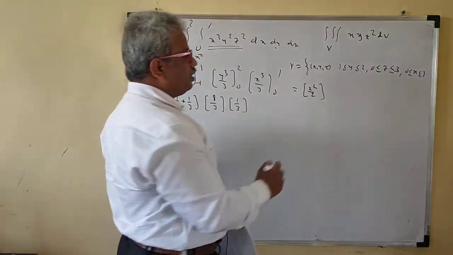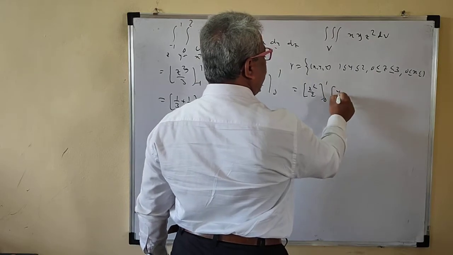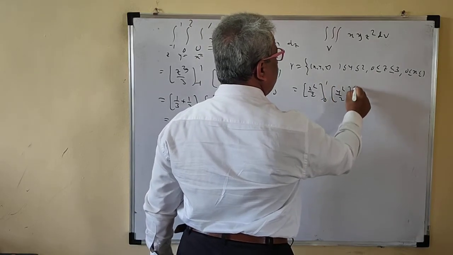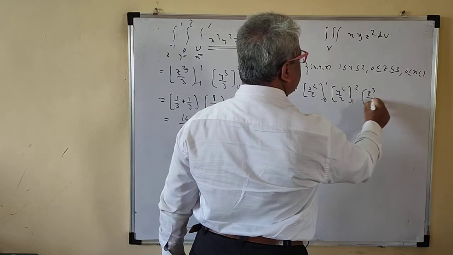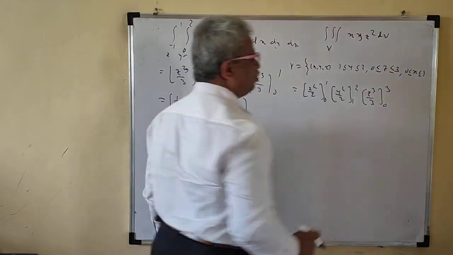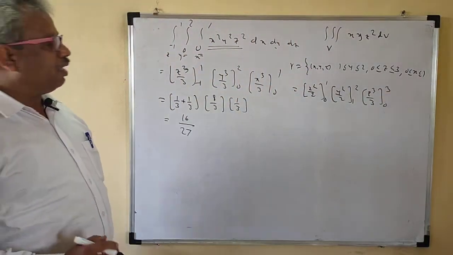What are the limits of x then? 0 to 1. Then y square by 2, what are the limits of y? 1 to 2. Z square, this is z cube by 3, so this is 0 to 3. In this way you can find the value of this one.